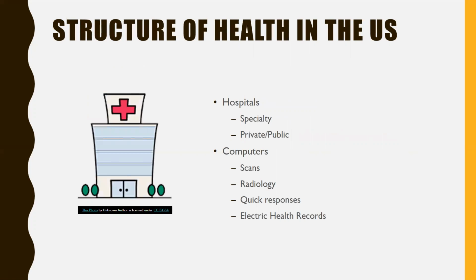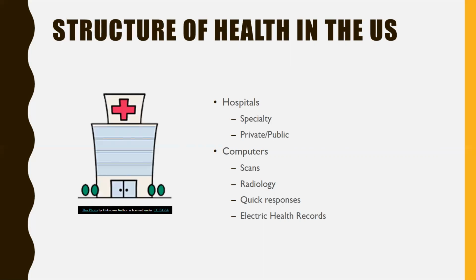The structure of healthcare in the U.S. In the United States, we have many hospitals and clinics. Most of our hospitals are specialty hospitals. We have some that specialize in surgeries and oncology, pediatric hospitals, just different types. And we have some that are privately owned or publicly owned.